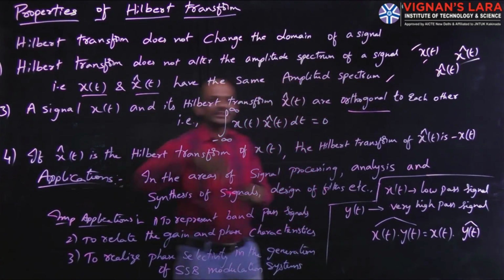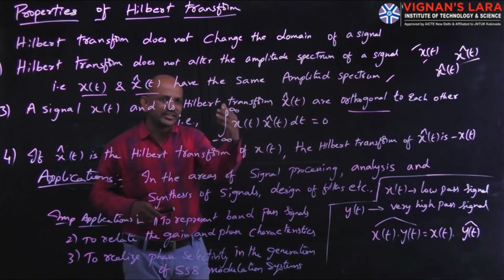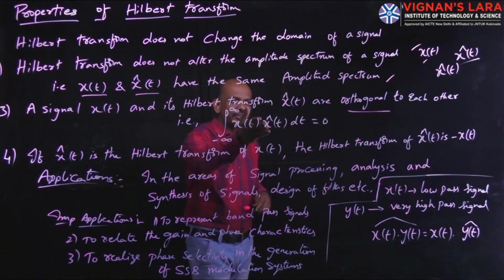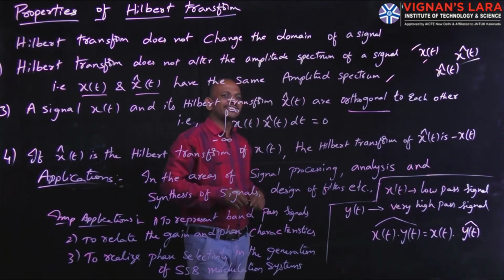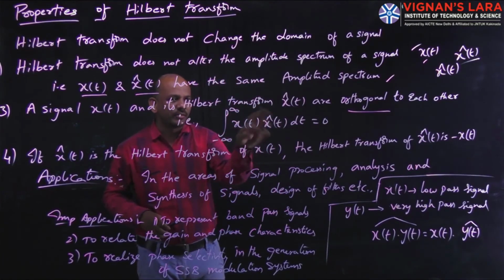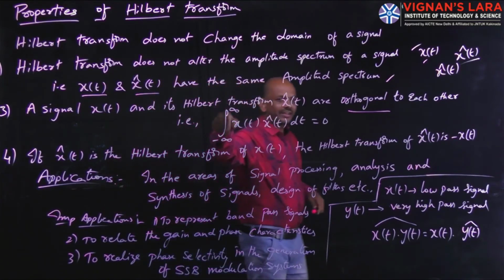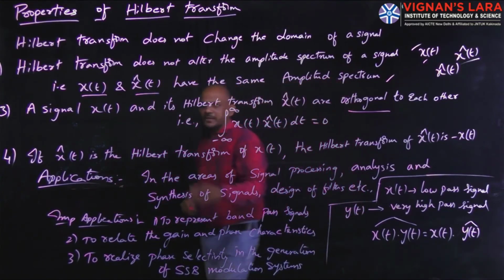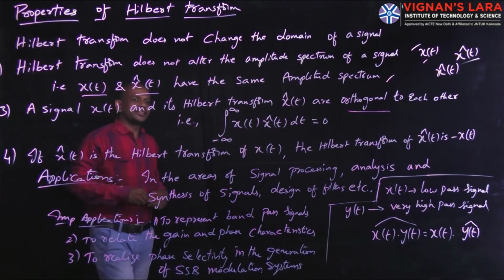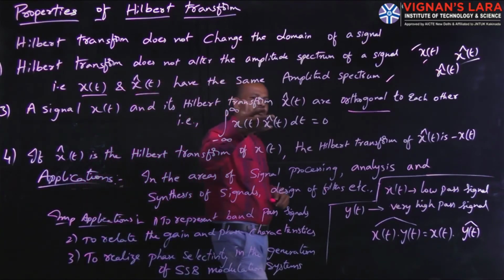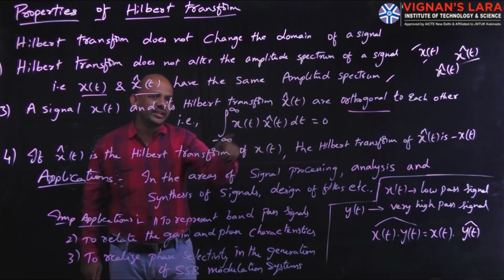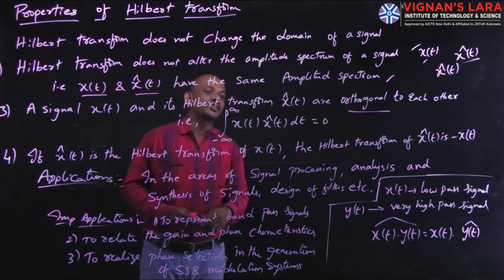That means we can write the integral from minus infinity to infinity, that is the interval, of x of t, the signal, and x cap of t, the Hilbert transform of the signal. The integral of the product x of t and x cap of t dt will be equal to 0. The integral of the product of the signal and its Hilbert transform over the interval minus infinity to infinity should be 0. Since the two signals are orthogonal, the integral of their product over the given interval should be equal to 0. By using that, the integral from minus infinity to infinity of x of t into x cap of t dt is equal to 0.